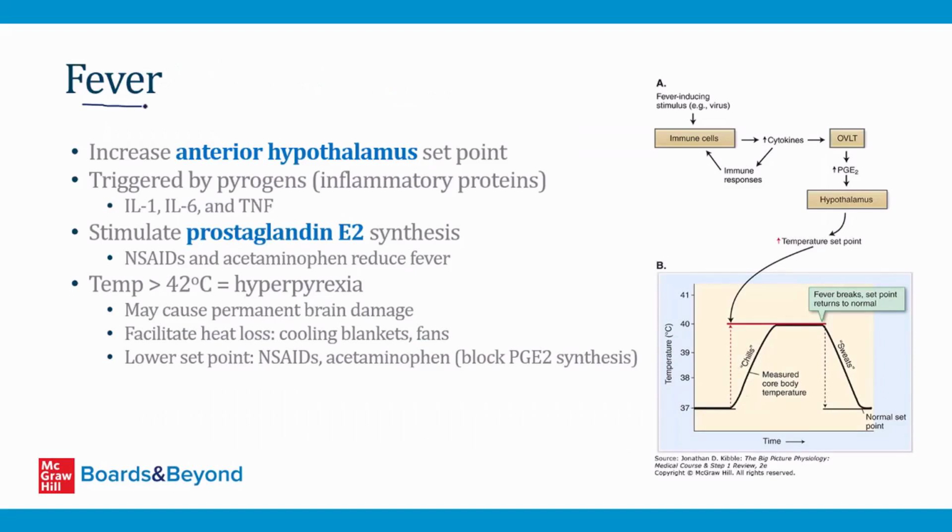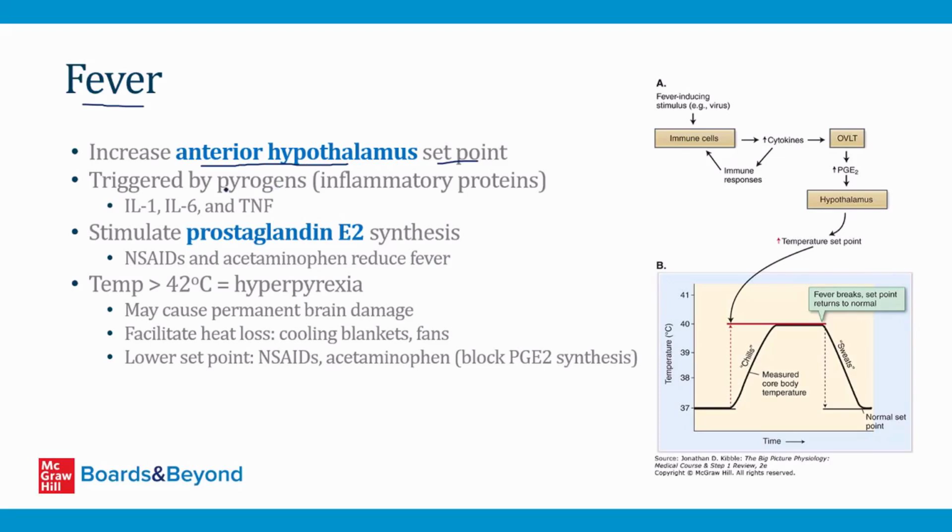So fever is a regulated increase in body temperature caused by an increase in the set point for our body temperature as determined by the anterior hypothalamus, which we just talked about in the last slide. This is the region of the hypothalamus responsible for cooling. It can modify the set point for our body temperature under certain conditions and allow our temperature to rise, and we call that a fever.